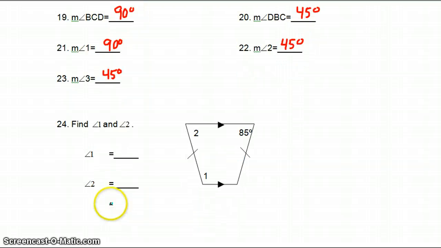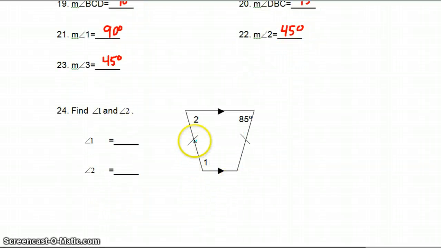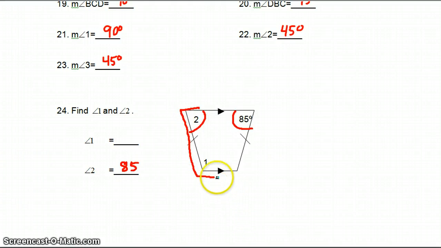Then we have a trapezoid. It's an isosceles trapezoid right here. Since we know the sides are congruent, we know these angles are congruent to each other, so we know right away that angle 2 is going to be 85. And we know that these angles between the parallel lines, or consecutive interior angles, are going to add up to 180, so we're just going to do 180 minus 85 is 95.